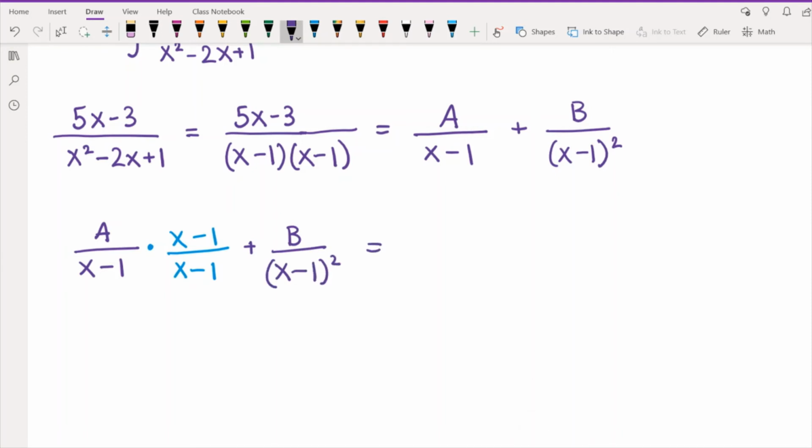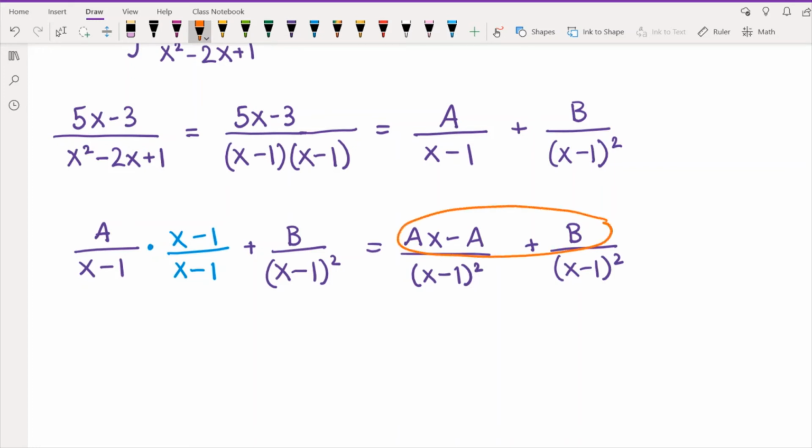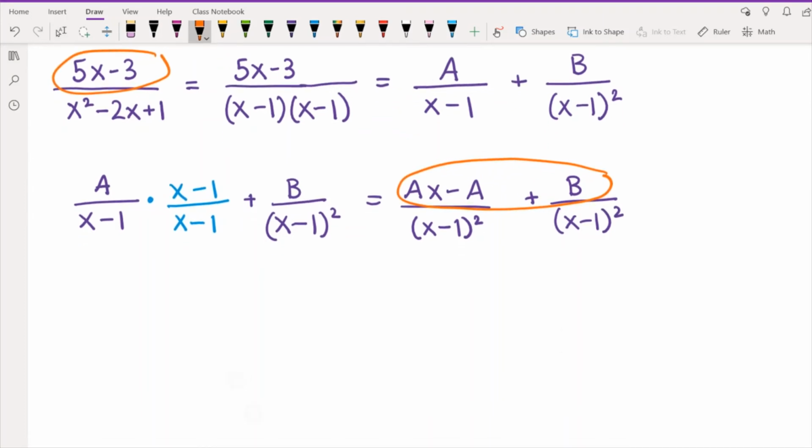Okay, so when we add these two things together, we get ax minus a over x minus 1 squared plus b over x minus 1 squared. So now we can do this thing of comparing our numerators, right? So we know that when we add together these numerators, we should get the same as the numerator that we started with. So we should find that ax minus a plus b should be equal to 5x minus 3.